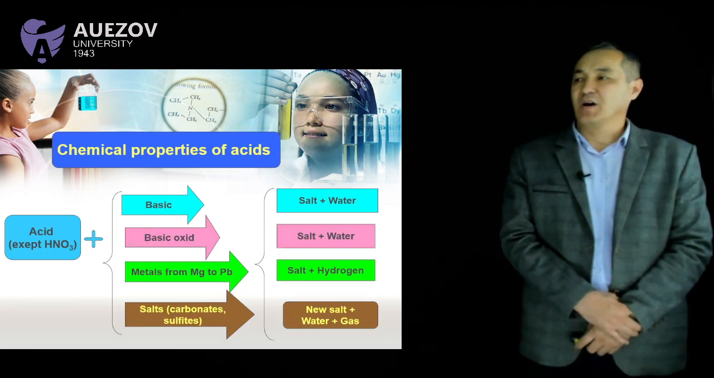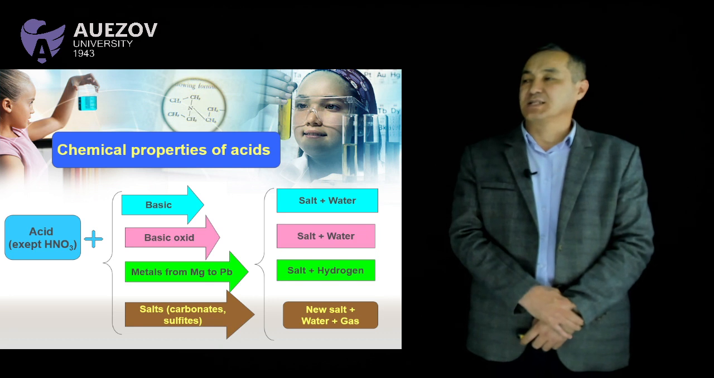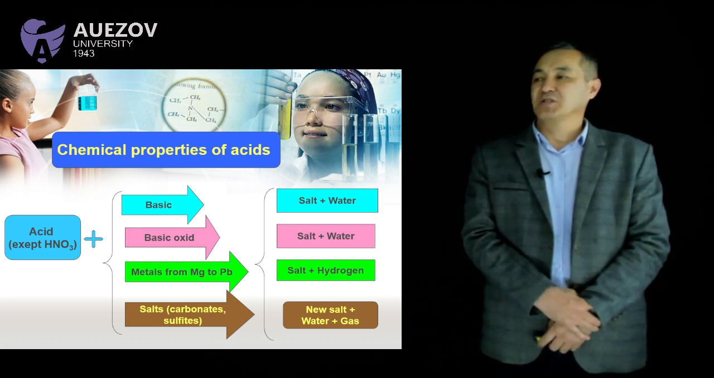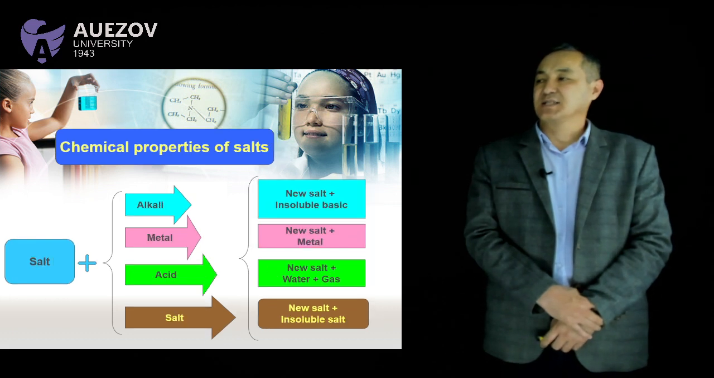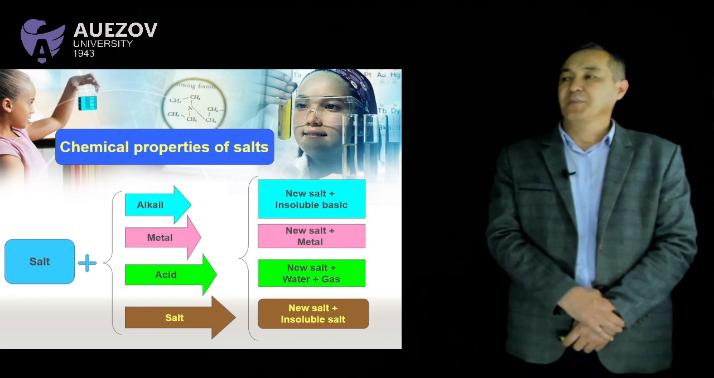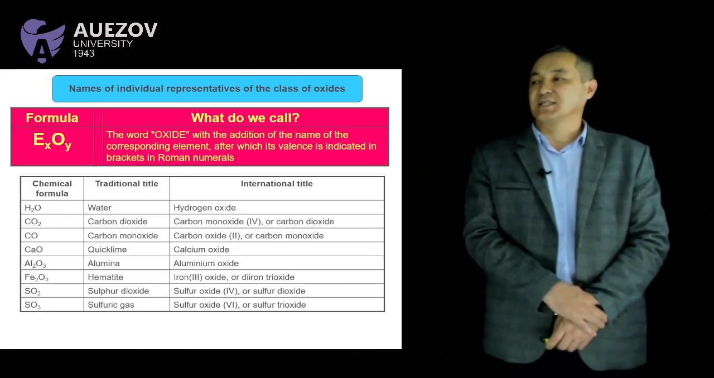Chemical properties of acids. On the slide we can see the chemical properties of acids. On the next slide we can see chemical properties of salts.